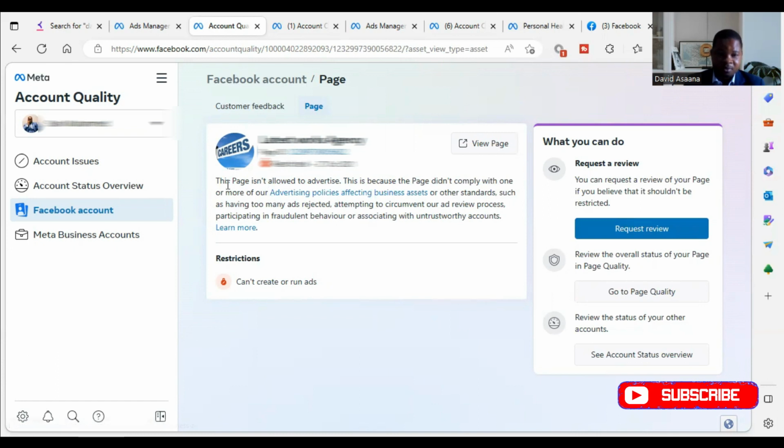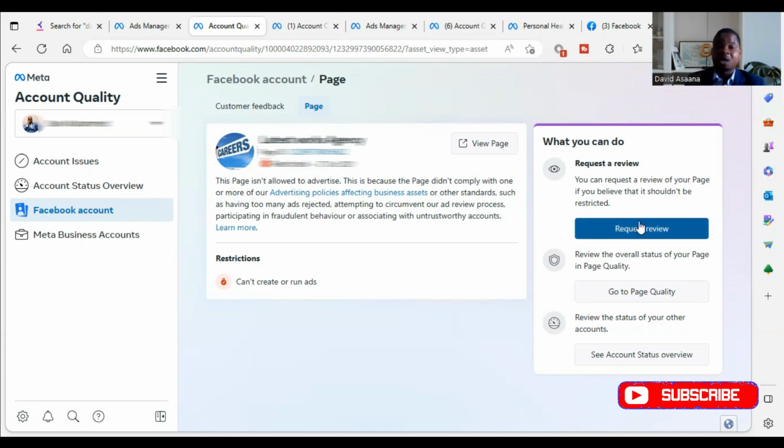So we will click on it. They are saying this page isn't allowed to advertise. This is because the page didn't comply with one or more of our advertising policies, affecting business assets or other standards, such as having too many ads rejected, attempting to circumvent our ad review process, or participating in fraudulent behavior, or associating with untrustworthy accounts. So you need to request a review.